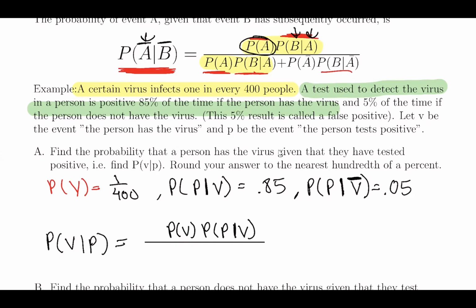All right, so let's do the bottom portion. So if you remember, I told you that these two are exactly the same. So I'm going to put this again. The probability of V times probability of P given V.